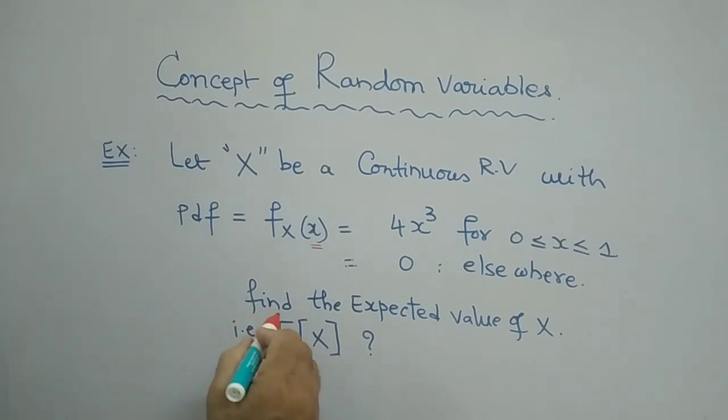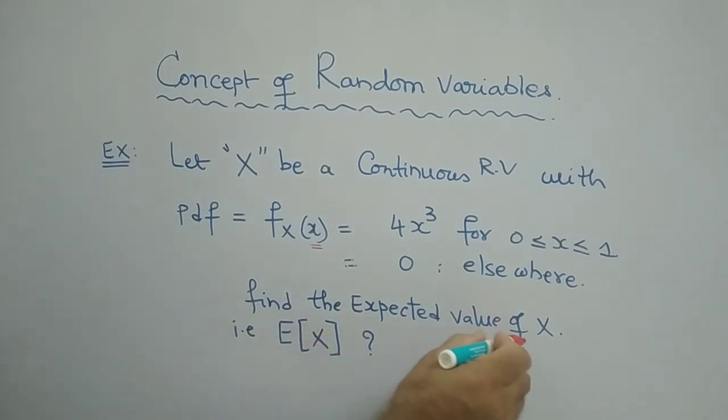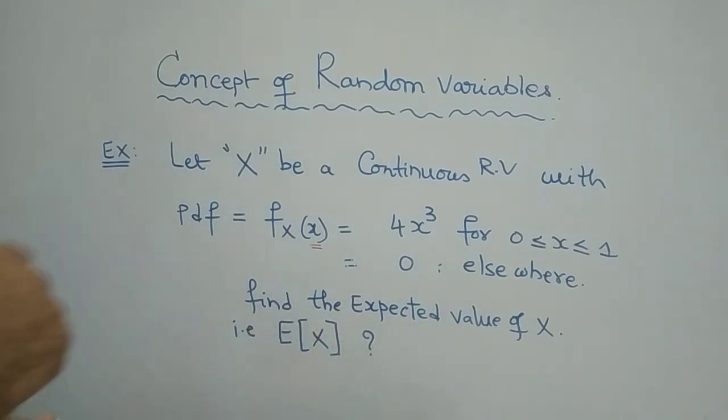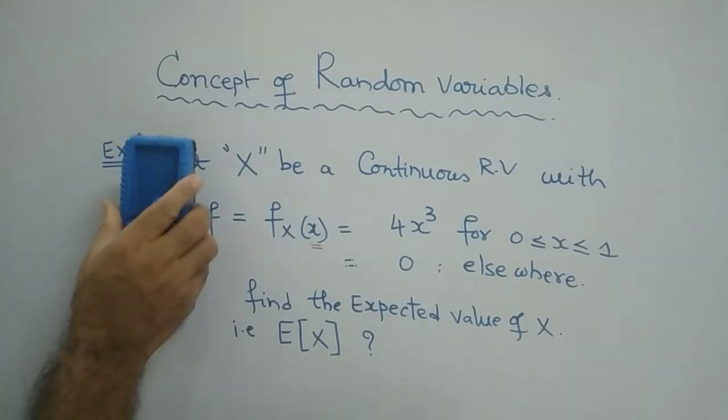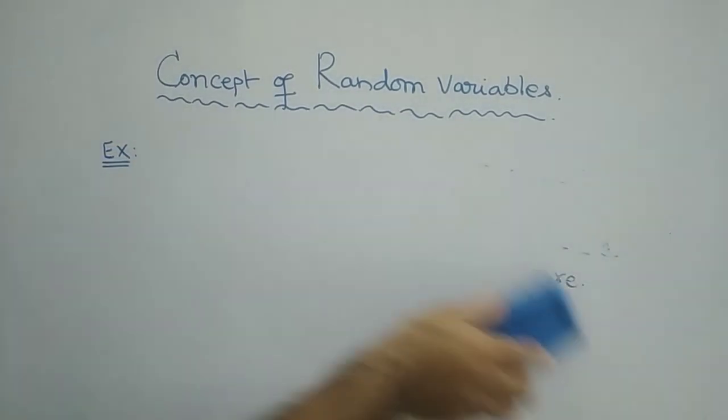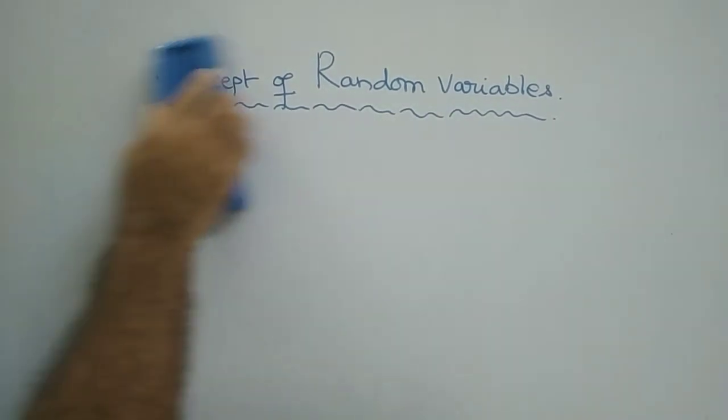Now you are asked to find the expected value of random variable x, E of x. This is a very important model you can normally come across in GATE examinations. So how can this problem be solved? Let us see how this can be evaluated. A very simple question, actually a very important model.